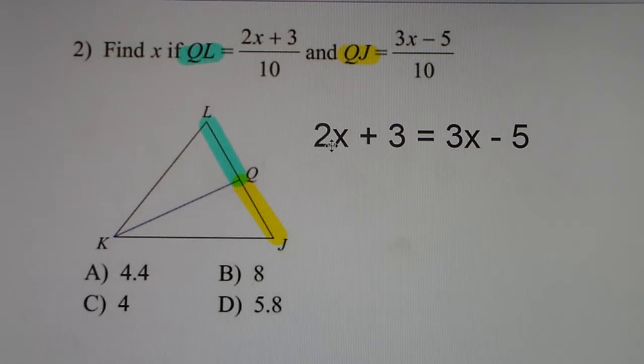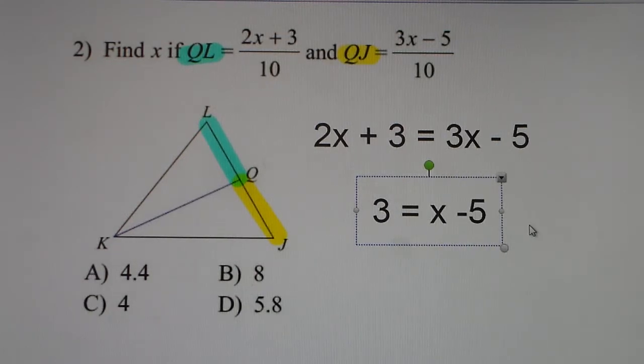So we have numerator 2x plus 3 equals numerator 3x minus 5. We set them equal to each other, then we use our inverse operations. We subtract 2x from both sides, and we're going to get 3 equals x minus 5.